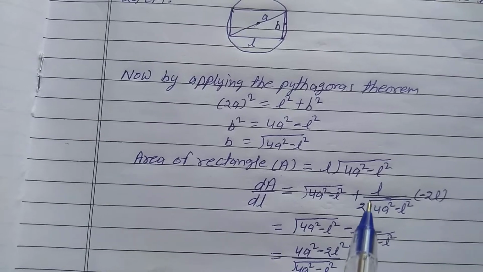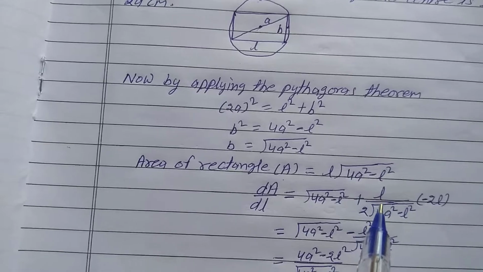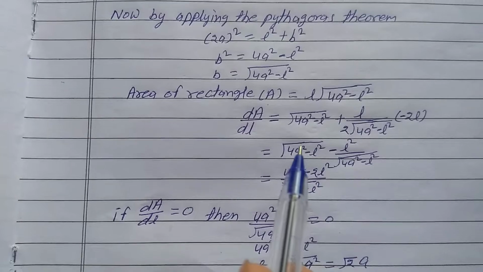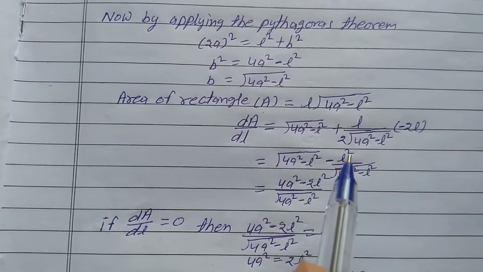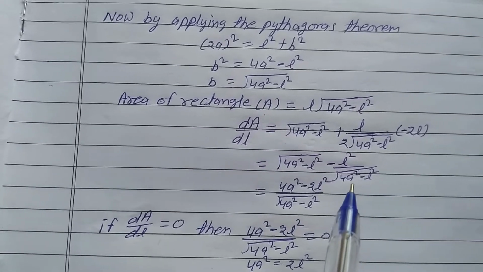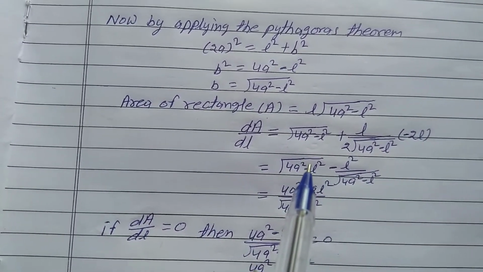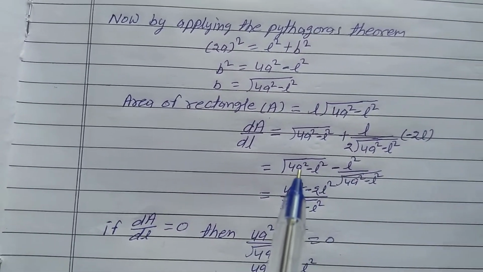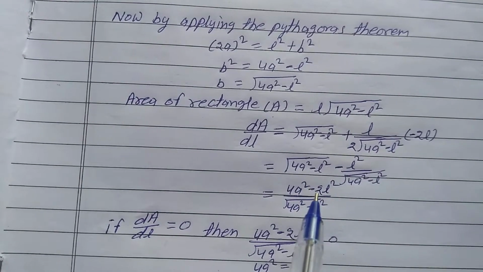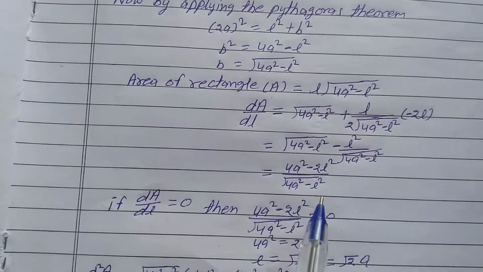So 2 should cancel, and L into minus L is minus L square. So it is equal to root of 4A square minus L square minus L square upon root of 4A square minus L square. Here take root of 4A square minus L square as LCM. So 4A square minus L square minus L square in the numerator, that is 4A square minus 2L square upon root of 4A square minus L square.